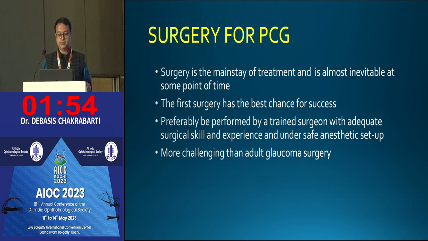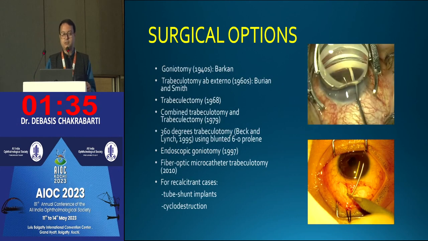Preferably the surgery therefore should be performed by a trained surgeon with adequate surgical skill and experience in managing congenital glaucoma, and it should be done in a very safe anesthetic setup. In general, primary congenital glaucoma surgery, or glaucoma surgery in children, is more challenging than adult glaucoma surgery. So what are the surgical options that we have?